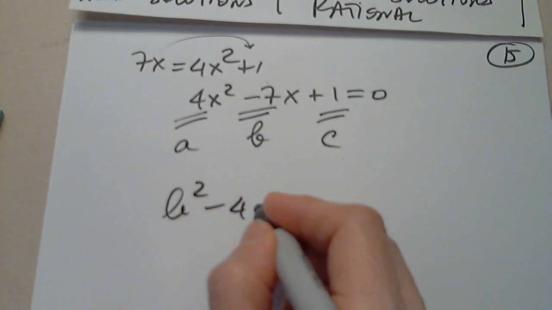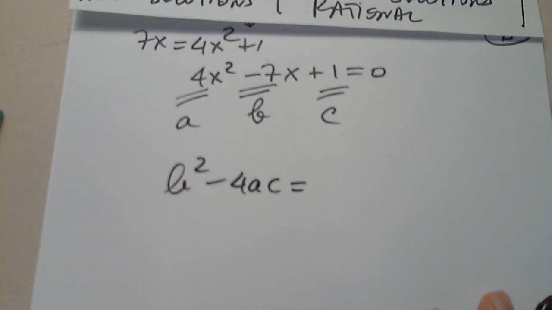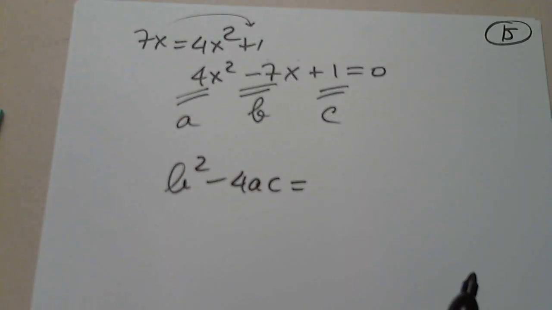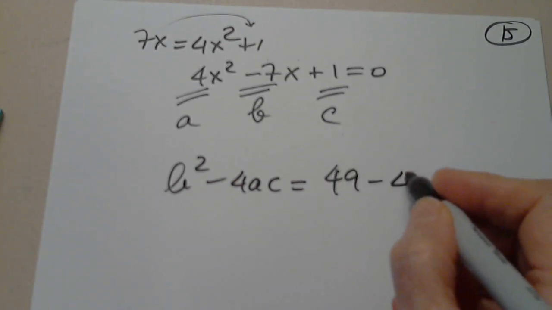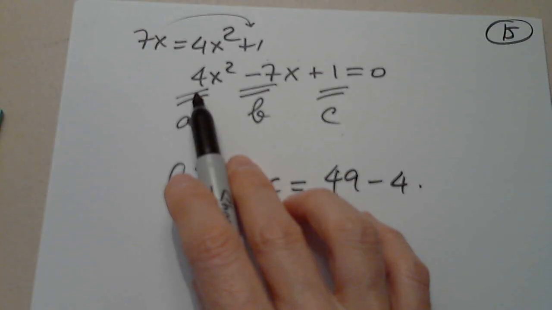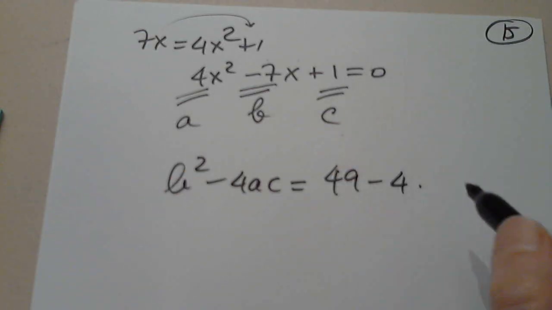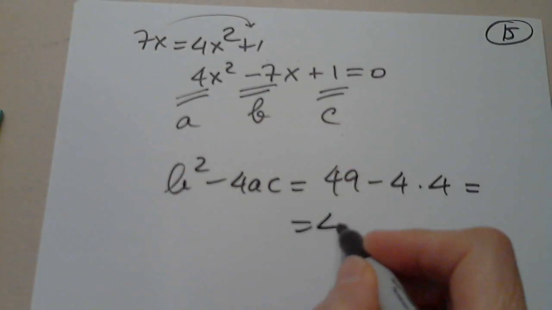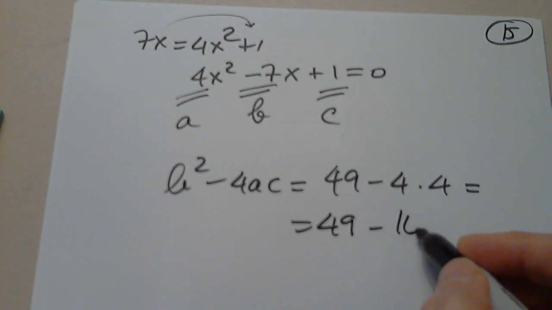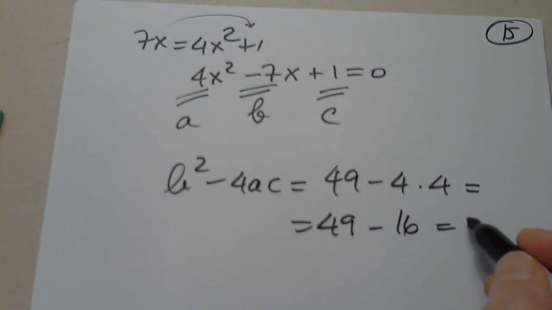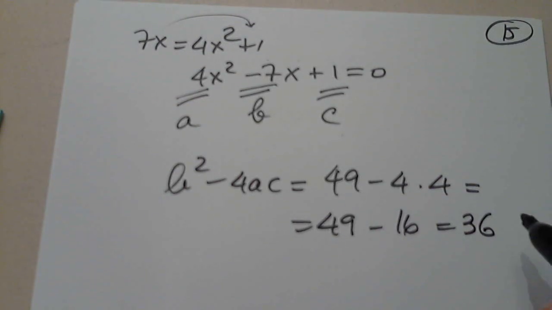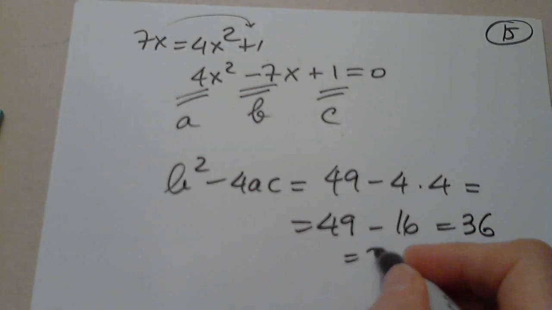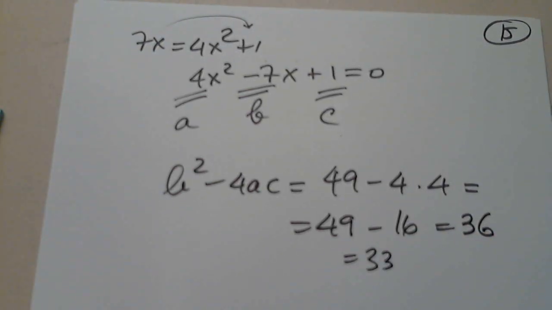B squared minus 4AC. B squared is 49. It must be positive. Minus 4 times A times C. So this is 49 minus 16, which is 33. Good.